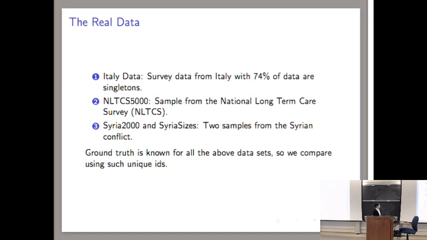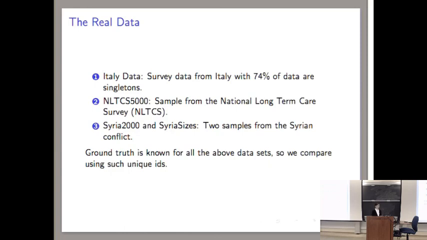So the first data set is official statistics data that comes from Italy. So it's survey data from 2 different years in Italy where 74% of the data are singletons. There's unique IDs that come from something that they have there that's akin to social security number.